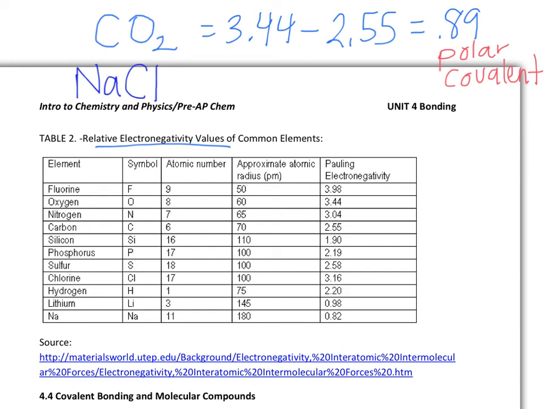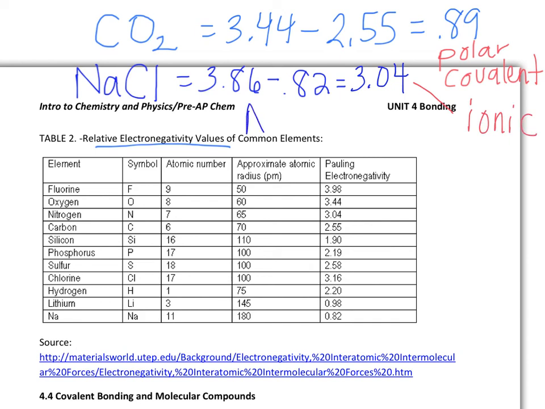So I'm going to grab my pen. It's going to be 3.16 minus 0.82. Most of us can probably just determine at this point it's going to be greater than 1.7 pretty easily, as it's going to equal 2.34. And again, anything greater than 1.7 is going to be ionic. Pretty simple.